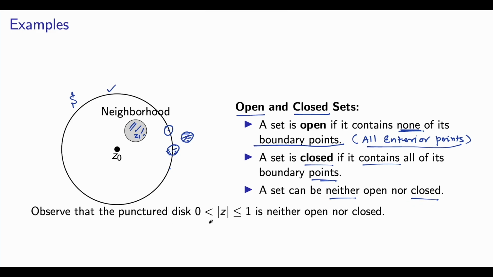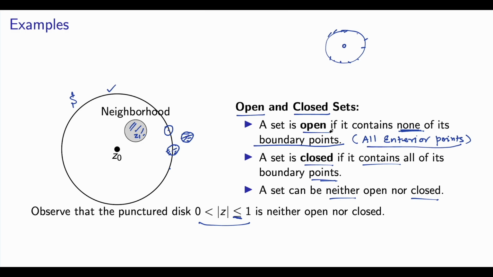So look at this punctured disk. We have removed the origin, right? So this is a punctured disk. We have a disk which is punctured. Okay. Z0 is 0, which is removed. Okay. So this punctured disk is neither open nor closed, because the boundary points on the circumference are there, but the boundary point around the origin is not there, right? So this is neither open nor closed.